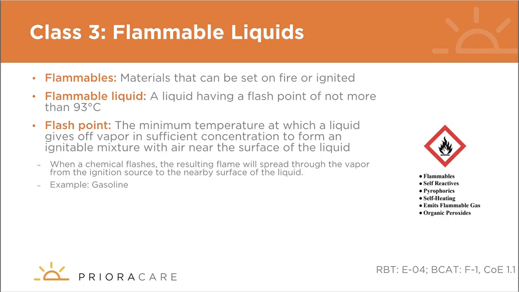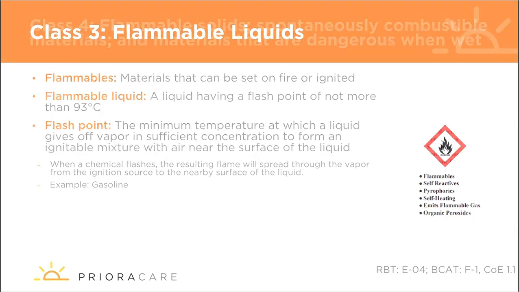Now let's go over the third class of physical hazards, which are flammable liquids. Again, flammables are materials that can be set on fire or ignited. Specifically, a flammable liquid is a liquid having a flash point of not more than 93 degrees Celsius. A flash point is the minimum temperature at which a liquid gives off vapor in sufficient concentration to form an ignitable mixture with air near the surface of the liquid. When a chemical flashes, the resulting flame will spread through the vapor from the ignition source to the nearby surface of the liquid. An example of flammable liquid is gasoline.